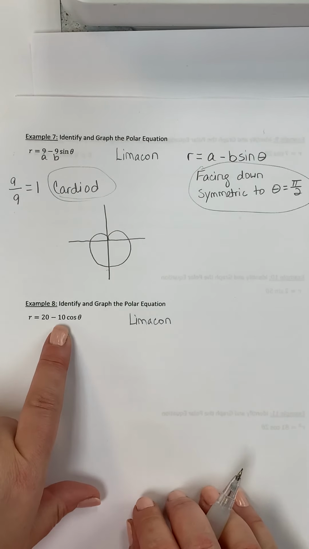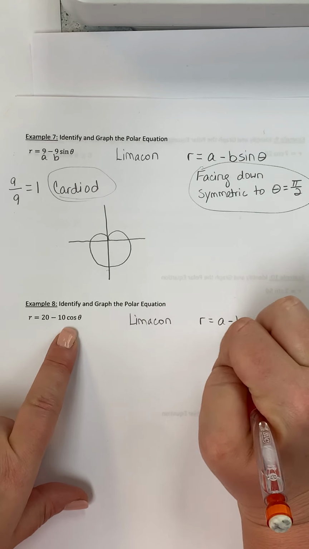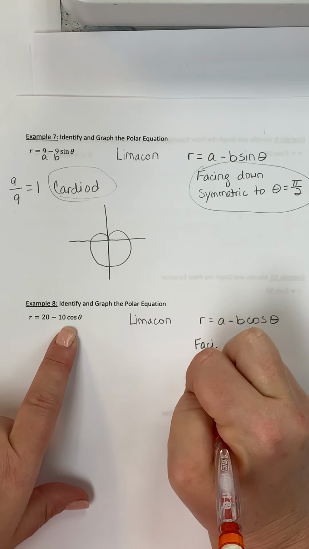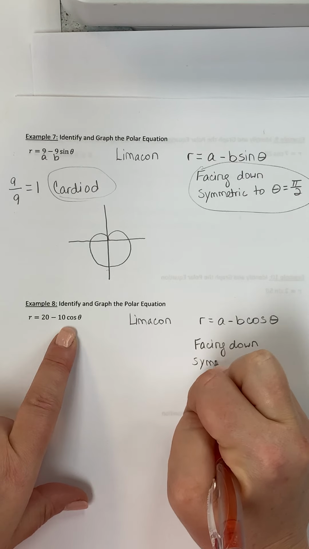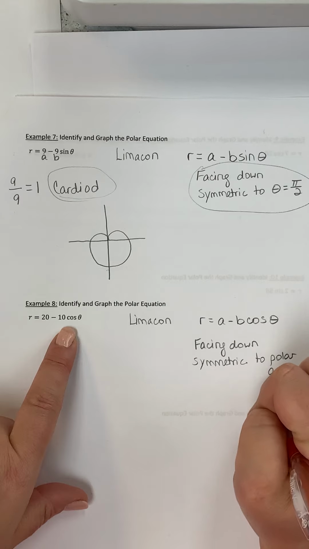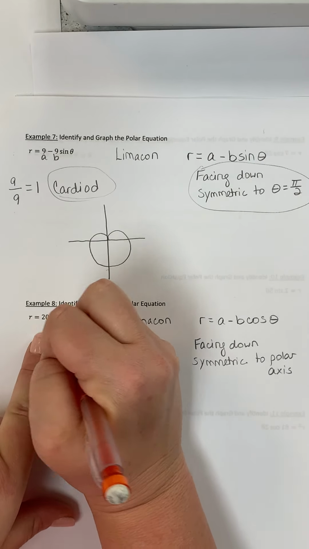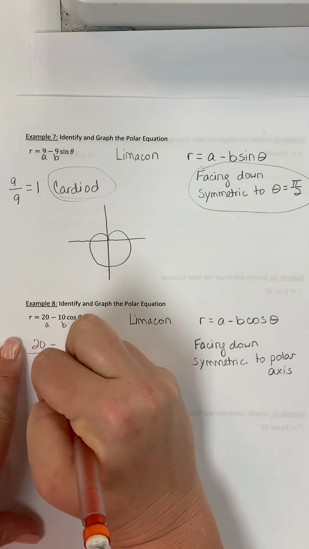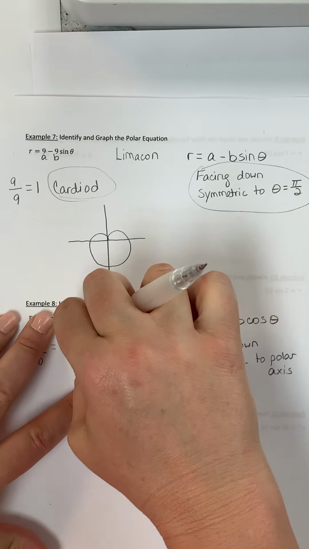All right, still a limacon. This one is of the form a minus b cosine theta. Still facing down because of that minus, but the cosine means I'm symmetric to the polar axis, or the x-axis. Okay, now let's look at my a and b ratio. I'm looking at 20 divided by 10, which is 2. This means it's greater than 1.